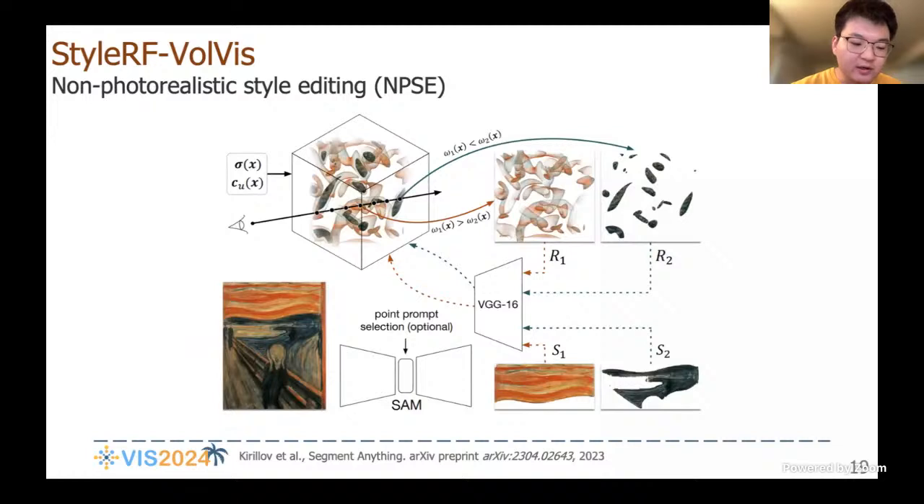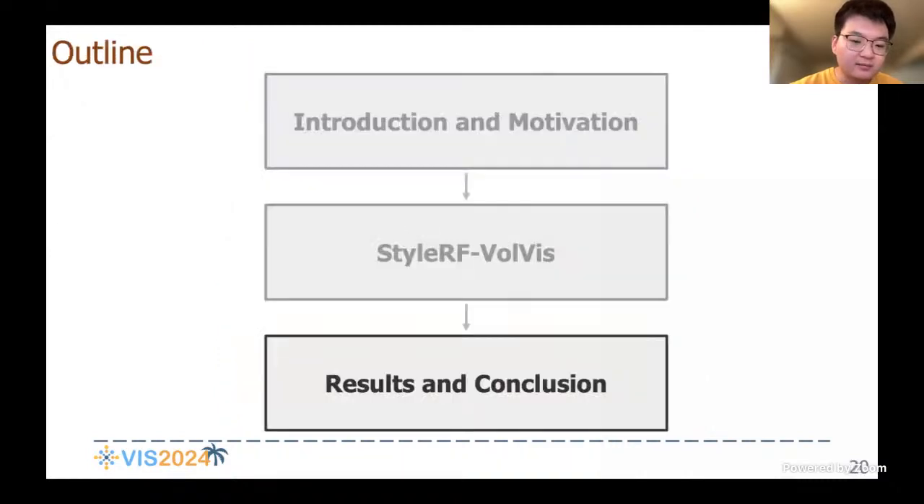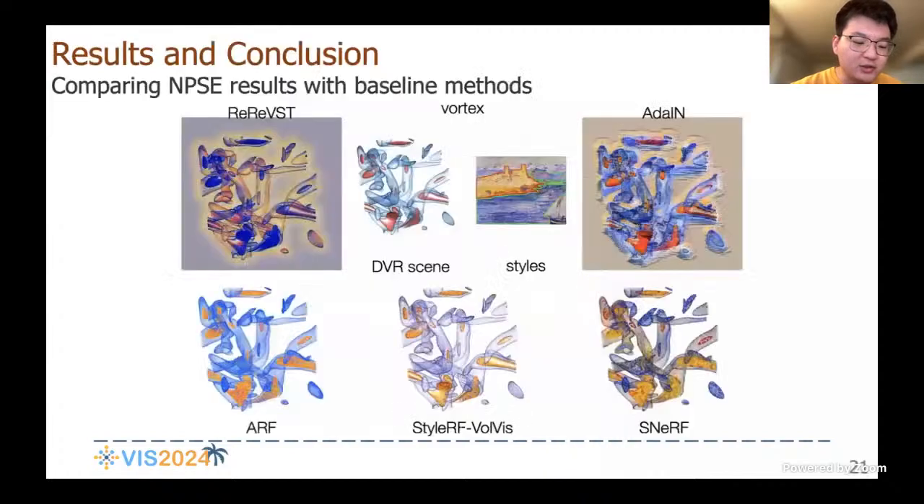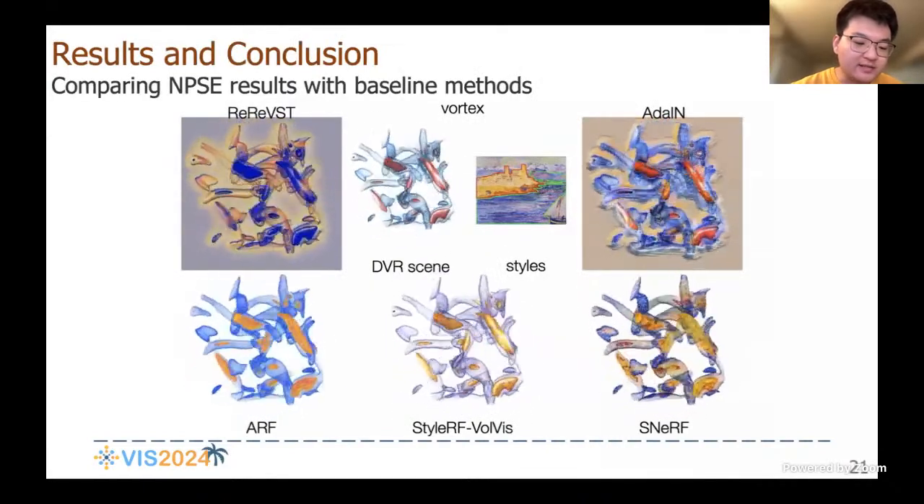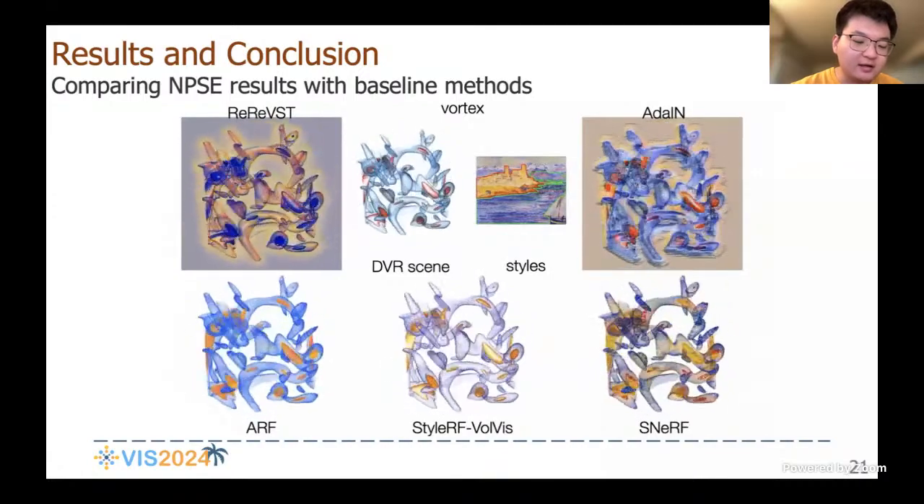So here we show more details about our NPSE process. We first start by segmenting one reference image into 2 different styles, S1 and S2, manually or through an unsupervised segmentation model, or SAM. Next, by leveraging the PCN classification results, R1 and R2, we can separately stylize these 2 parts with different styles to ensure visual coherence.